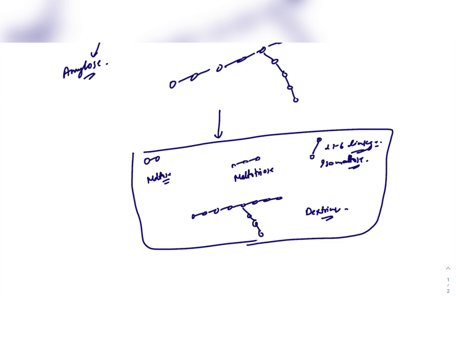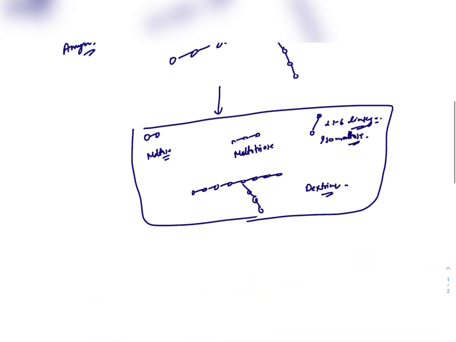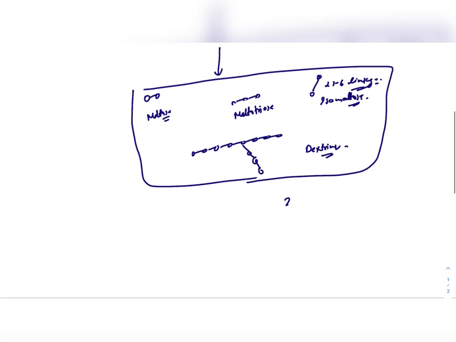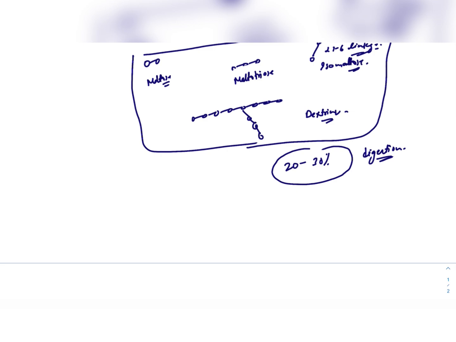But due to the very short stay of food in your mouth and due to the very low activity of salivary alpha amylase, only around 20 to 30% of digestion occurs in the mouth. Only around 20 to 30% of polysaccharides are broken down in your mouth itself. The rest of the digestion is not occurring. So after the mouth, your food reaches the stomach.